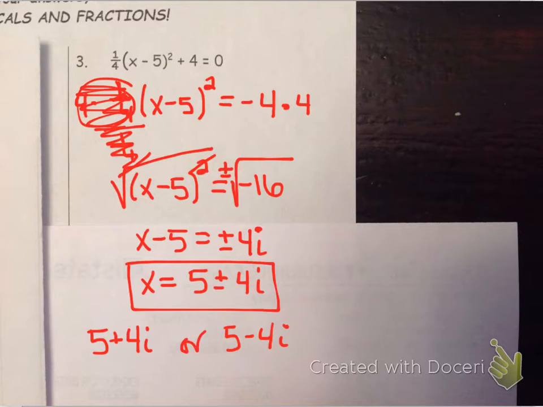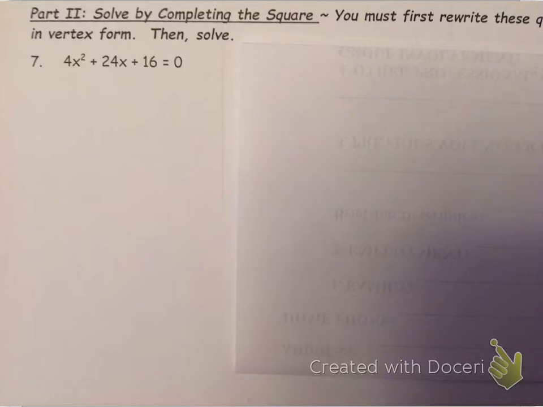The other ones that I did on this side of the worksheet were number 7 and 8, because these two problems, they both were not in vertex form yet, so we had to do the completing the square process. And this is slightly different from when we did completing the square in the previous quadratic unit.